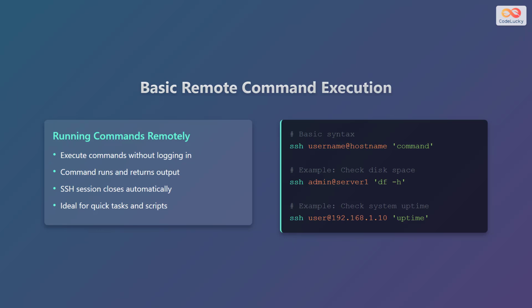Here's the basic syntax: Secure Shell, username at hostname, followed by the command you want to execute in single quotes. For example, to check the disk space on a remote server, you can use the command ssh admin@server1, and then the command 'df -h' in single quotes. To check the system uptime, you can use ssh user@192.168.1.10, and then the command 'uptime' in single quotes.